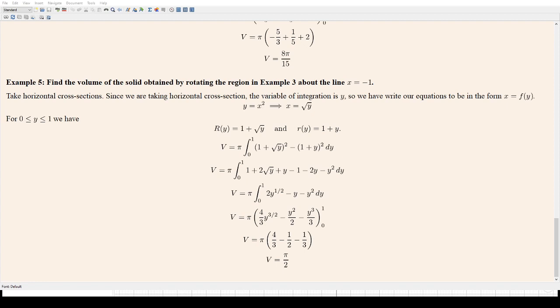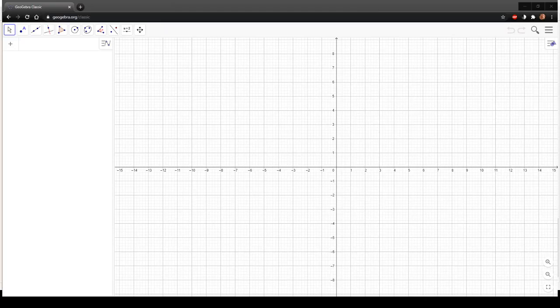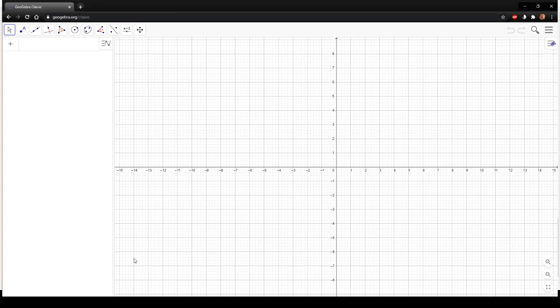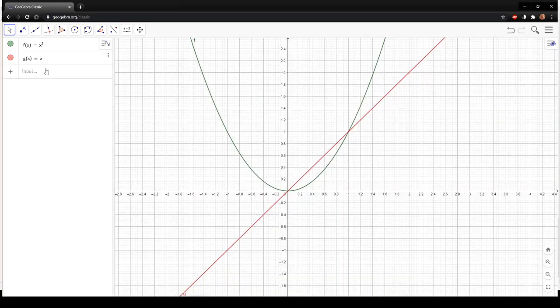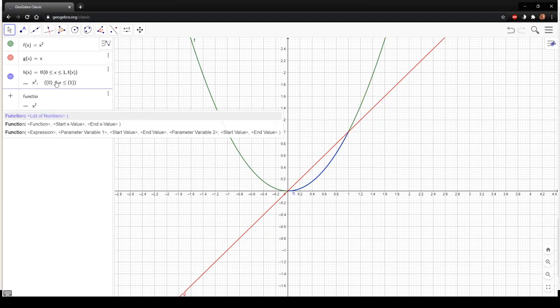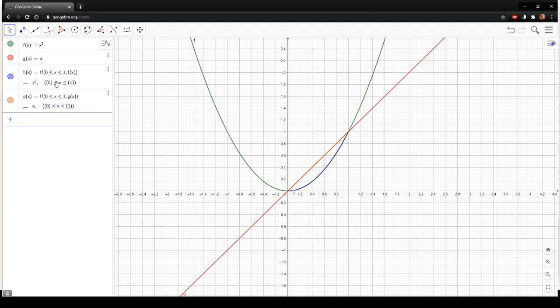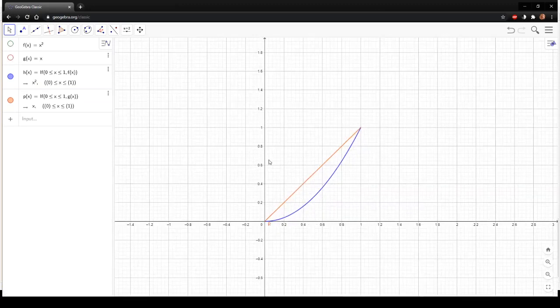Anyway, so we've got one more example that we need to do. I've already done it in the notes, so let me just go through it in GeoGebra and show you what's up. Okay, so same region as before. f of x equals x squared, g of x equals x. Isolate the bit that's between 0 and 1. Turn that off. Okay, cool. Bring up the 3D graphics.